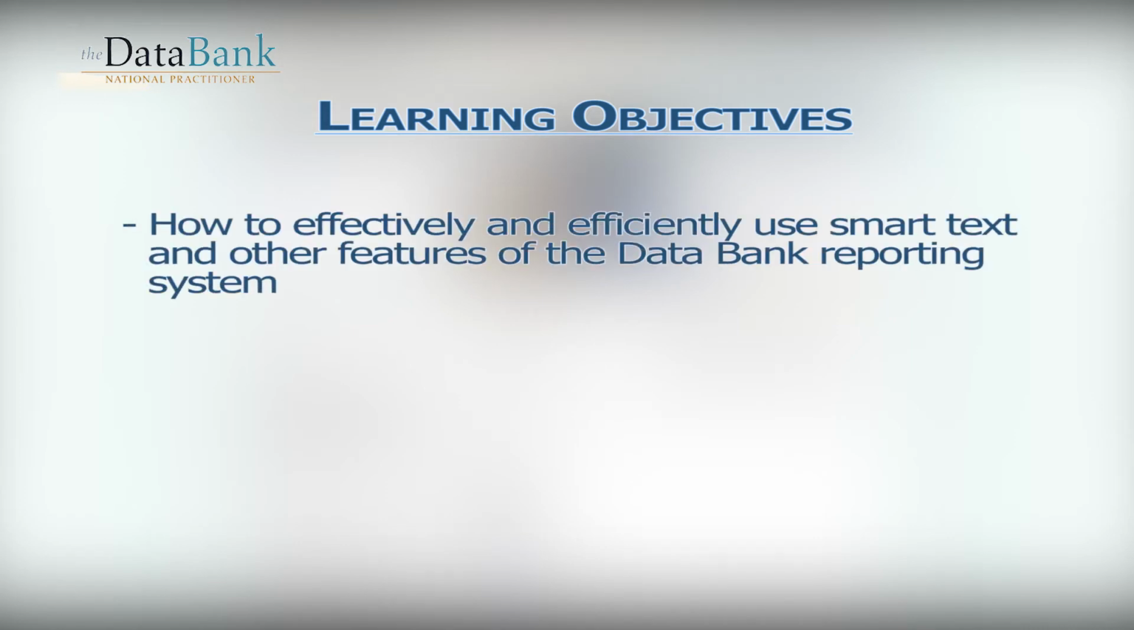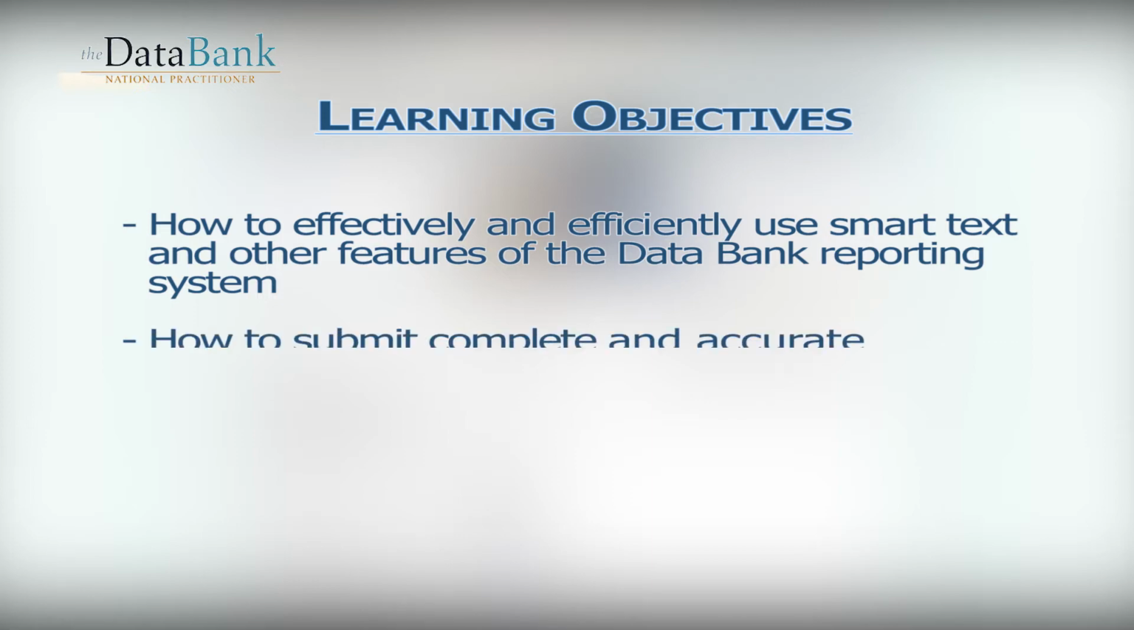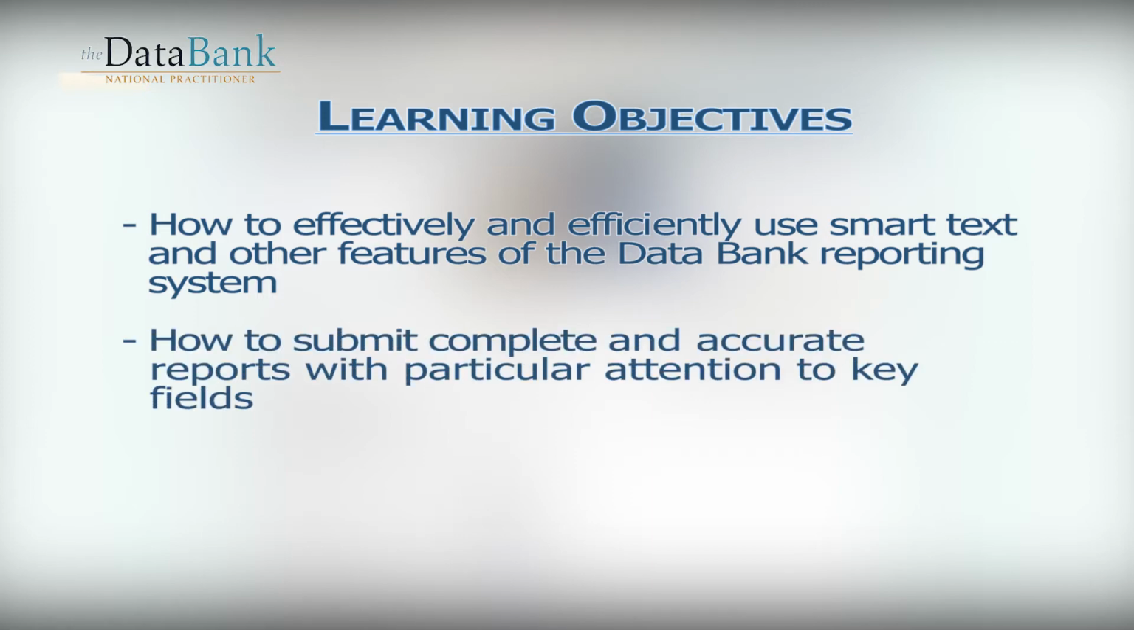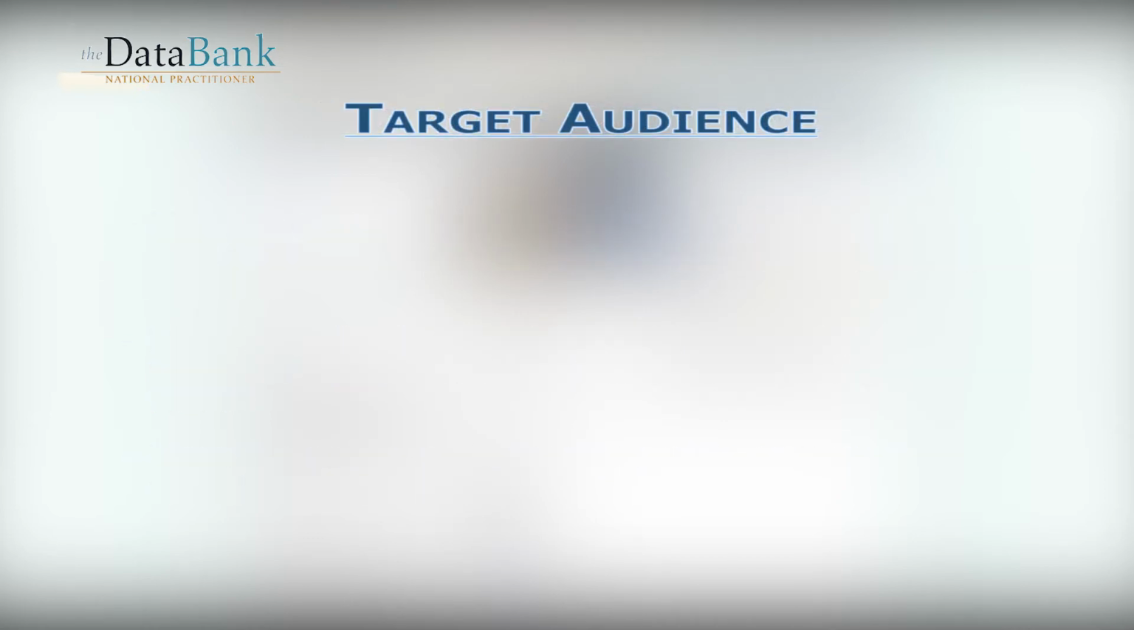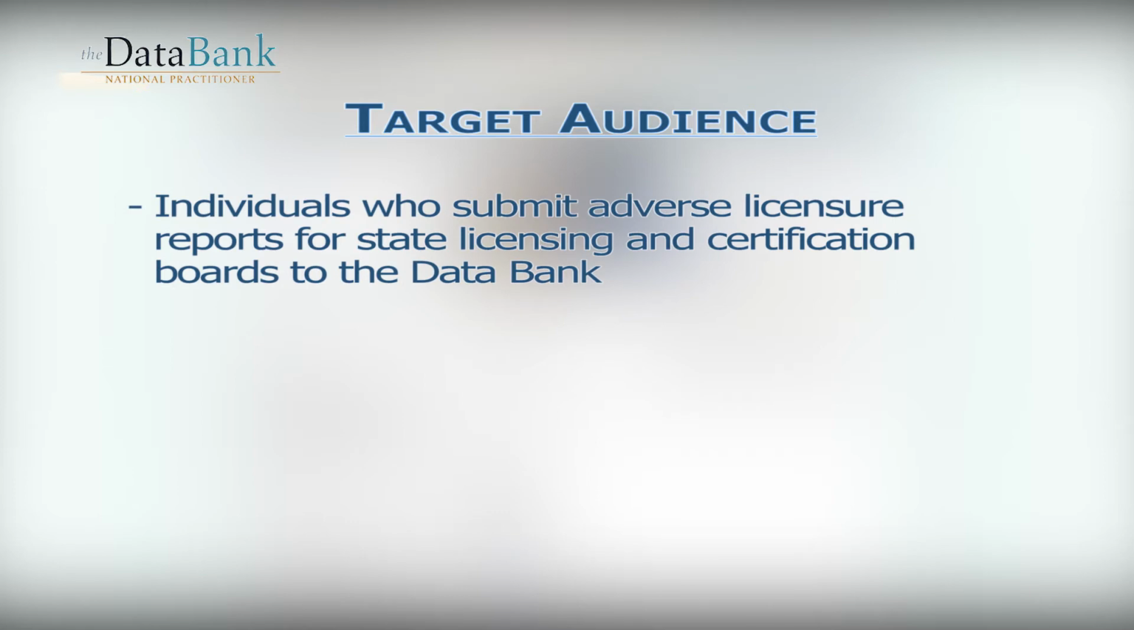The video you're about to view covers the topic of reporting adverse licensure actions. During this video, you will learn how to effectively and efficiently use smart text and other features of the Databank reporting system, how to submit complete and accurate reports with particular attention to key fields, and how to write a factually sufficient and effective narrative. This video is targeted to individuals who submit adverse licensure reports for state licensing and certification boards to the Databank.